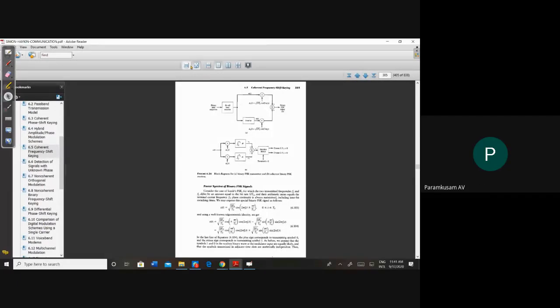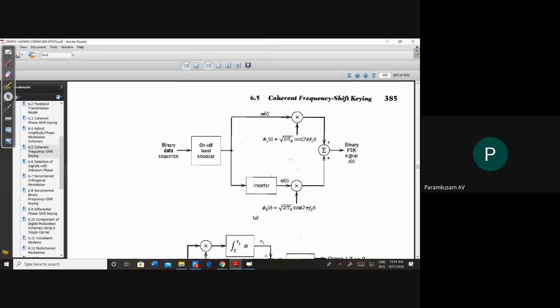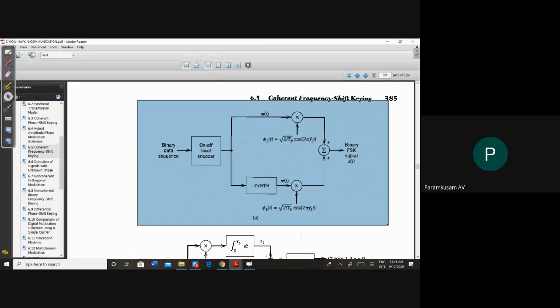Yes. This is the diagram of FSK generation, the FSK transmitter. Here, the binary data is given to both the upper channel and the bottom channel. In the upper channel, m of t is multiplied with pi1 of t. In the bottom channel, m bar of t is multiplied with pi2 of t.